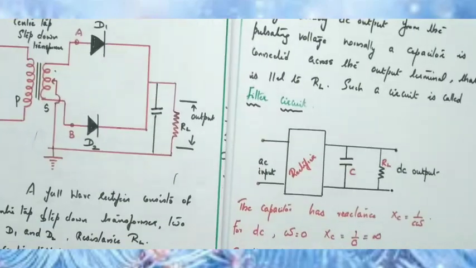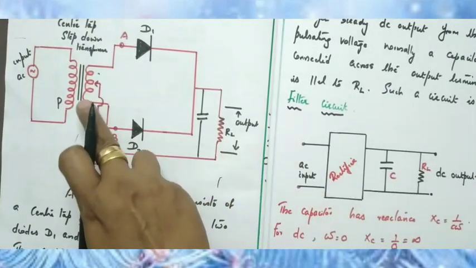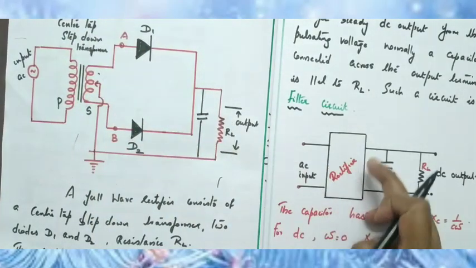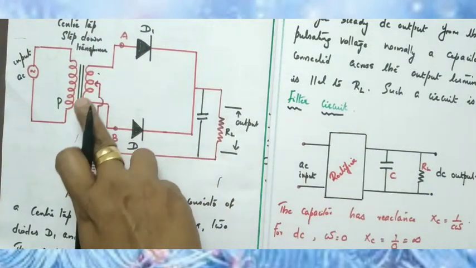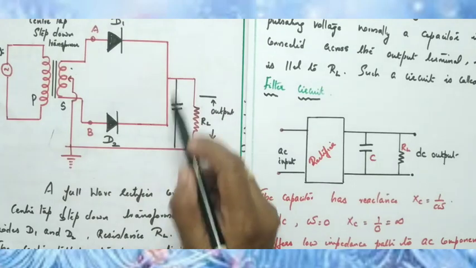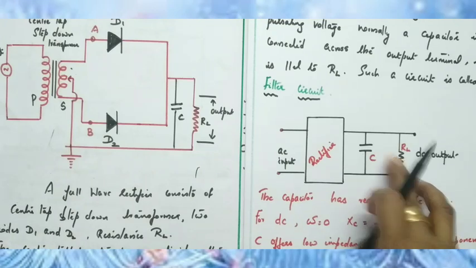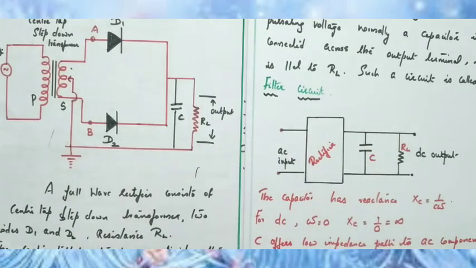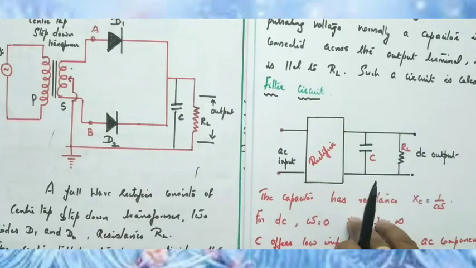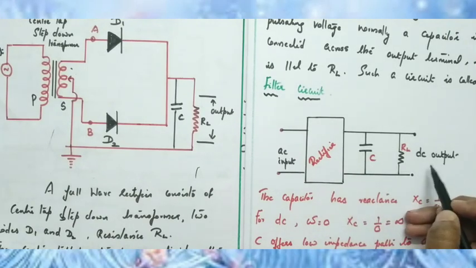Or we can draw the circuit like this also. Here this box represents a rectifier, inside which there is a step down transformer and 2 diodes. The output is connected to the capacitor C, and parallel to it a load resistance is connected. So, this is the filter circuit of a full wave rectifier. What is the purpose of this? In order to get a perfect DC output.